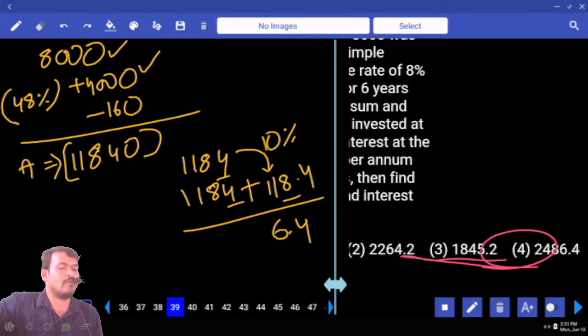The first case amount value is also equal to the principal in the second case.